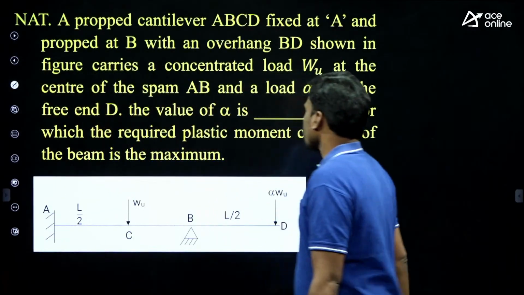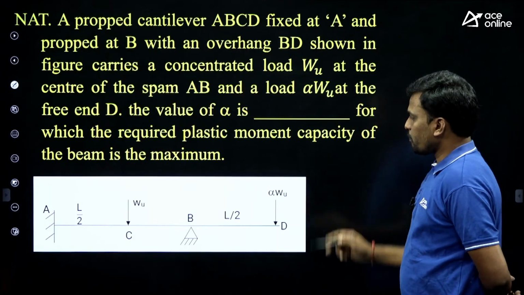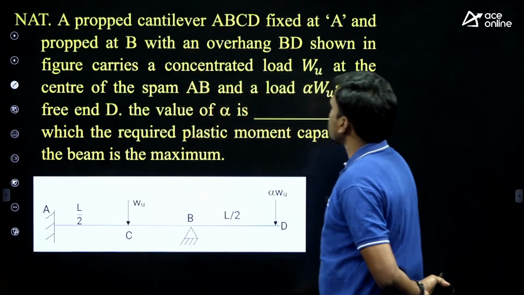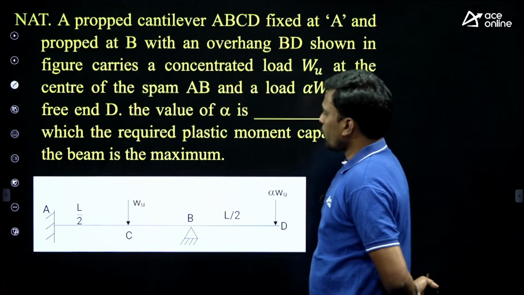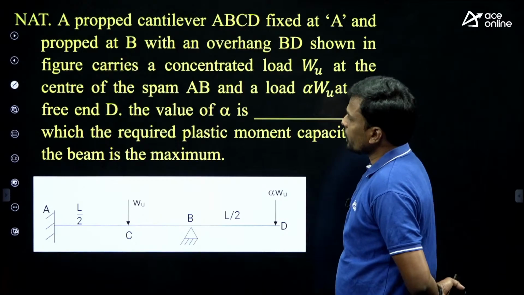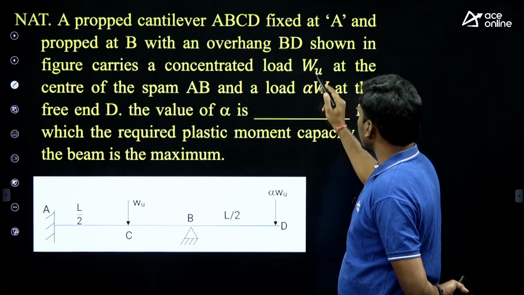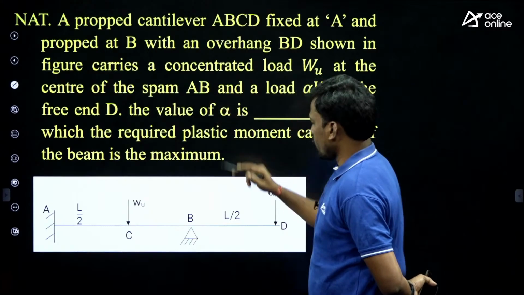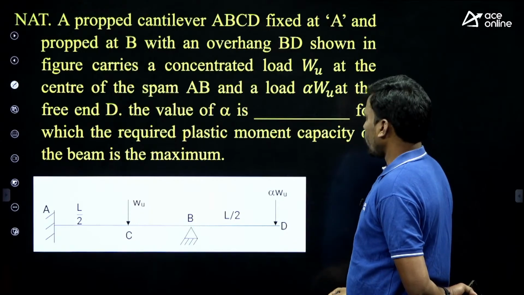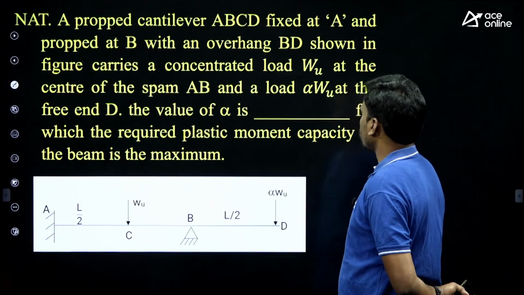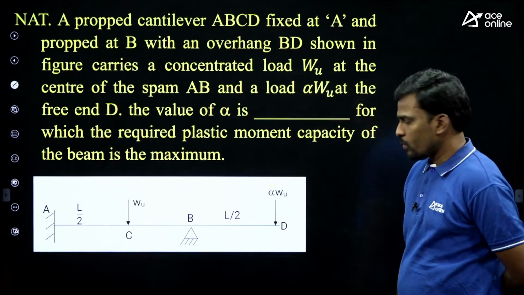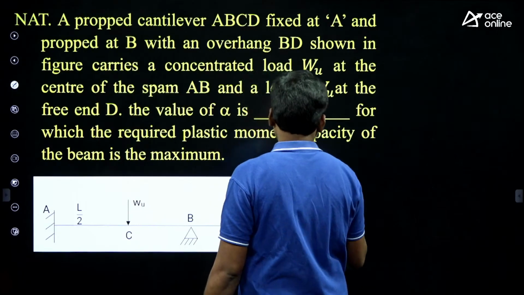Right. Next question. This is the question from plastic theory chapter. A propped cantilever ABCD fixed at A and propped at B and with overhangs BD shown in figure carries a concentrated load W ultimate at the center of the span AB, and a load alpha WU at the free end D. Okay, first, can you find the DS for this diagram?